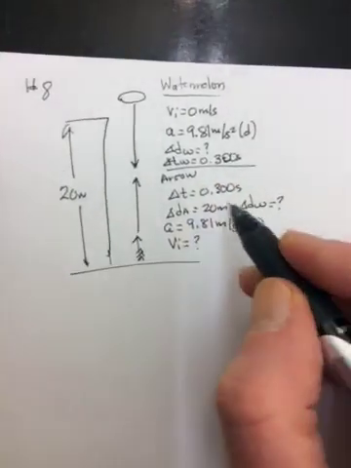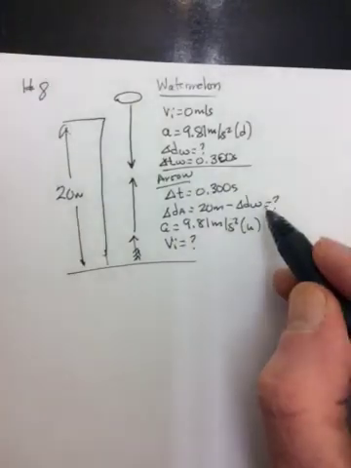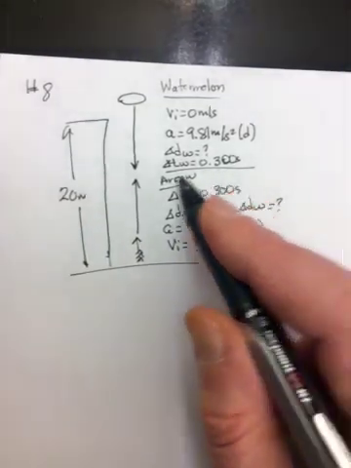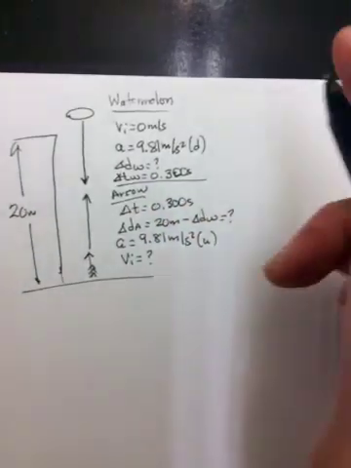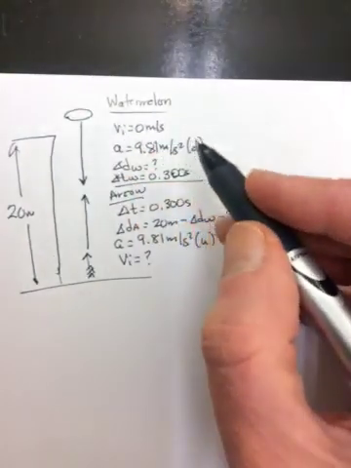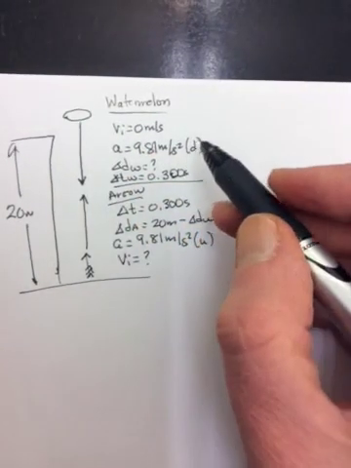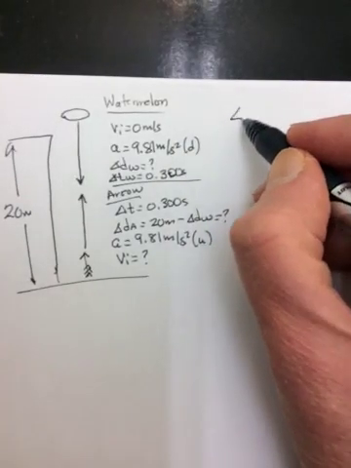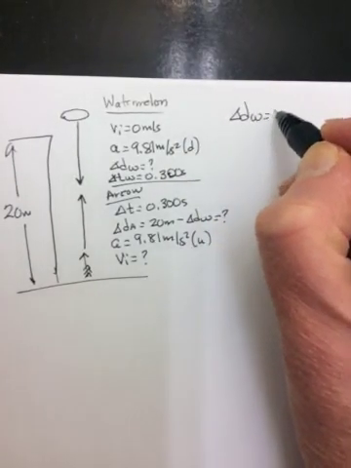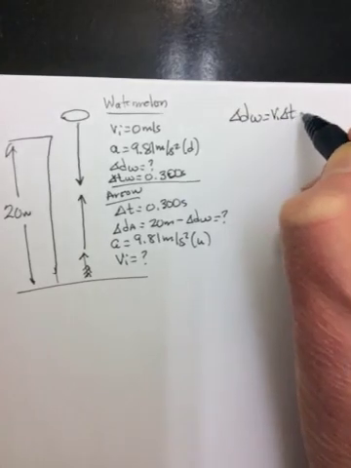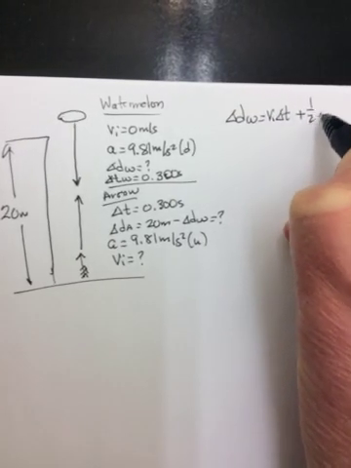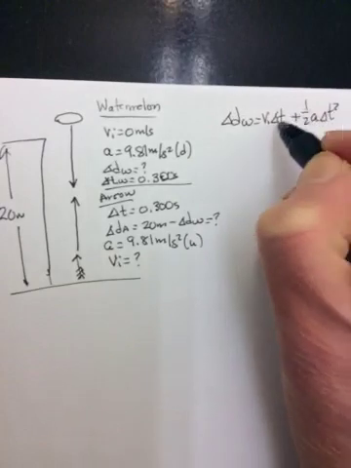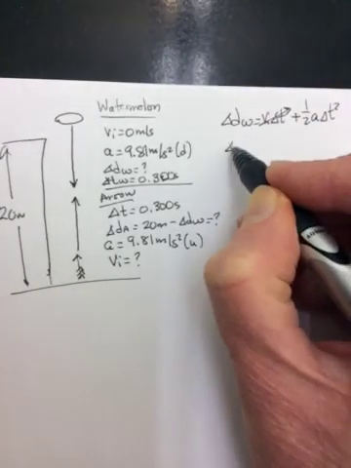Well, for the arrow, there are two things we don't know, the delta D and the VI, so we can't find it right away. But for the watermelon, there's only one thing we don't know, the delta D of the watermelon. And we have the VI, the A, and the delta T of the watermelon. So delta D of the watermelon is equal to VI delta T plus 1/2 A delta T squared. The VI is 0, so this term disappears.